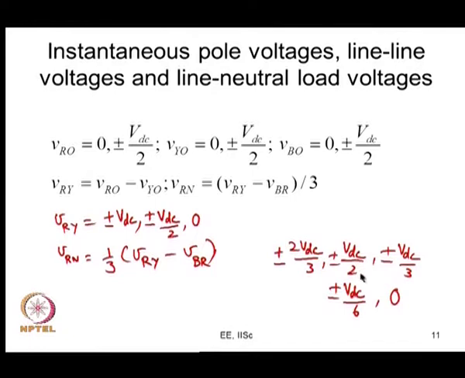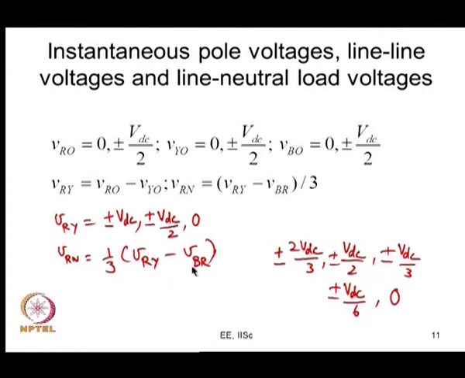But if you look at VDC by 2, then you can look at a possibility of this being plus VDC and this being minus VDC by 2, or you can also look at the possibility of this being VDC by 2 and this being minus VDC. So, you have multiple possibilities that lead to here now, and if you look at the possibility of VDC by 3, you will see that there are more number of possibilities which will give you VDC by 3 and even more number of possibilities for VDC by 6, and finally for 0 you have more possibilities.